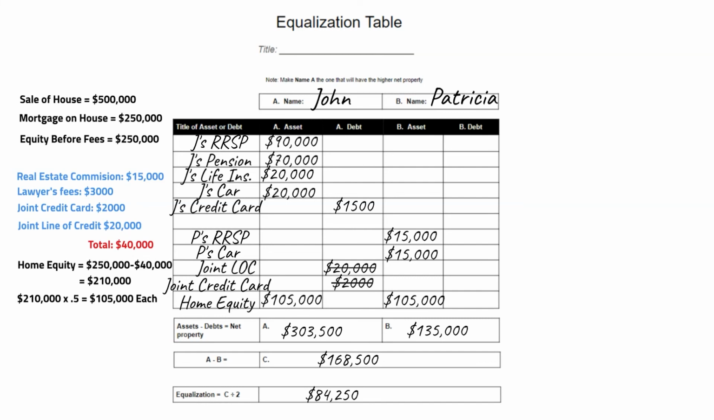Therefore, if we do some quick math, we can see that John has assets of $303,500, subtract $84,250 for the amount that he needs to pay to Patricia, and that equals $219,250. Patricia has assets of $135,000, and she gets $84,250 from John in equalization. And that also leaves her with $219,250 in total assets. So each party has $219,250 of net family property, and this is fair.